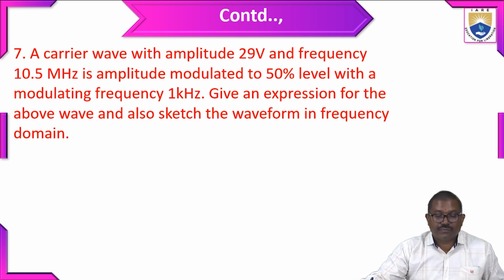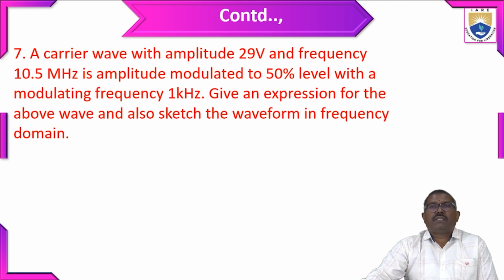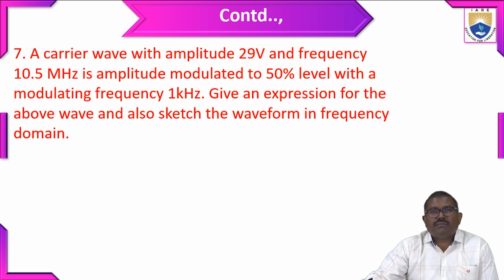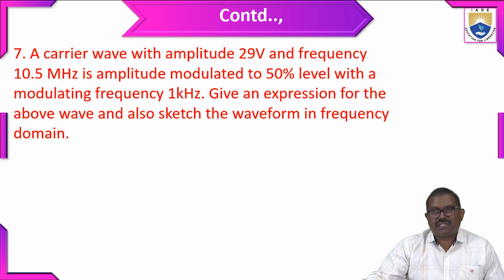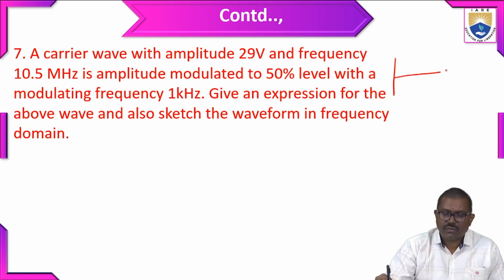Coming to the seventh problem. In this problem, a carrier wave with amplitude 29 volts and the frequency 10.5 megahertz is amplitude modulated to 50% level with a modulating frequency 1 kilohertz. Give an expression for the above wave and also sketch the waveform in frequency domain.